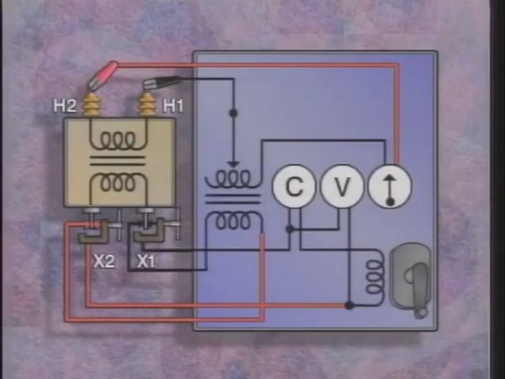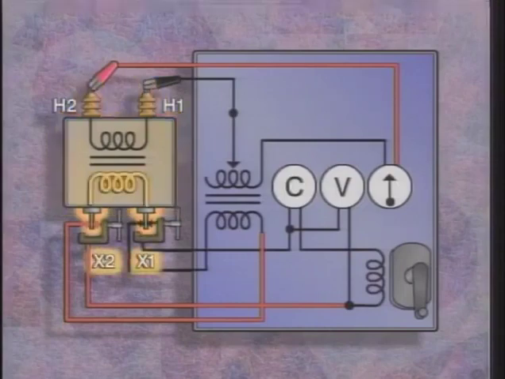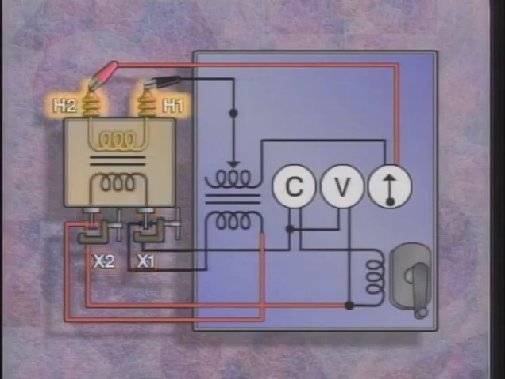We'll use this simplified illustration to describe the principle of turns ratio testing. This part of the illustration represents the power transformer to be tested. It includes a low voltage winding with terminals X2 and X1, and a high voltage winding with terminals H2 and H1.